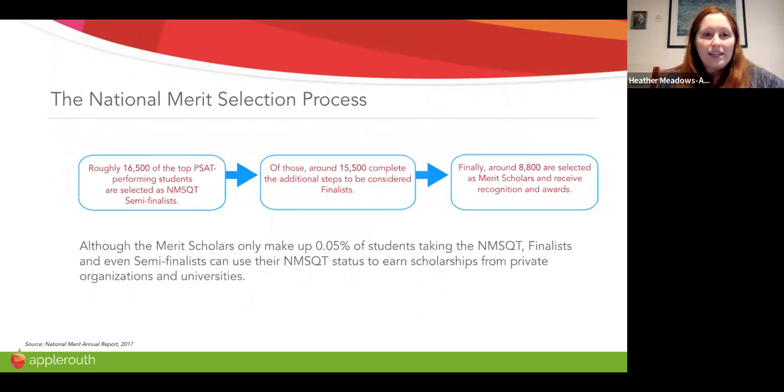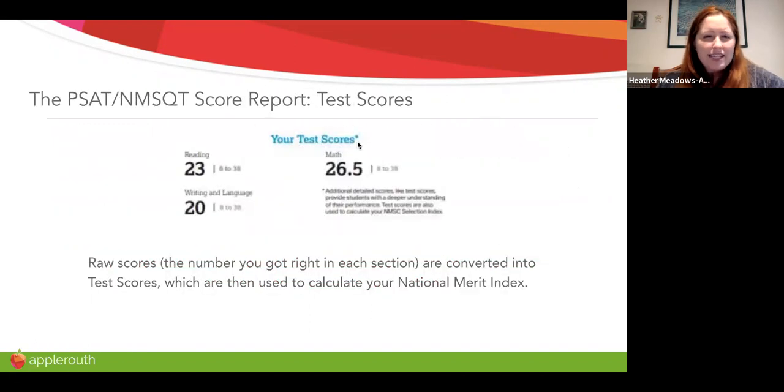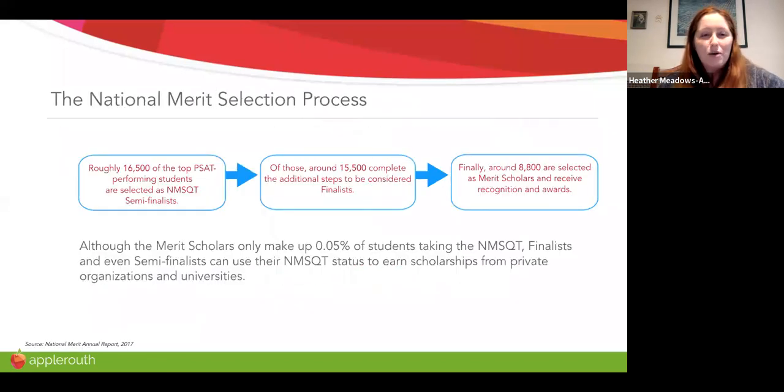And so what they do is, let me go back actually. These test scores we talked about a second ago are going to be used to qualify and to calculate some of your National Merit stuff. So that's why those are important if you're thinking about National Merit. And again, really annoyingly, that's a different number, right? So you get a National Merit index number. I guess I'll talk about the process first, sorry.